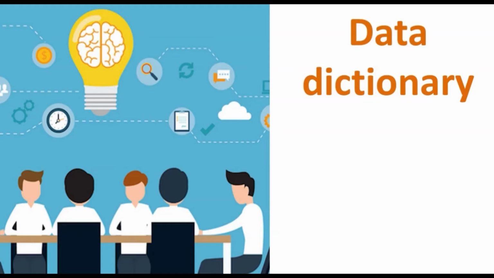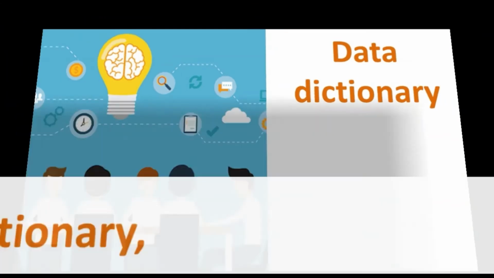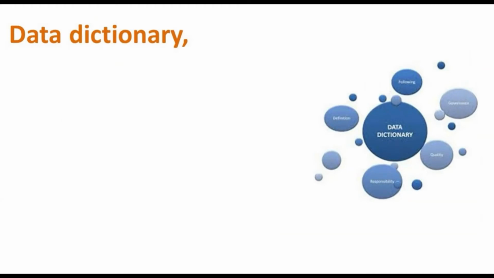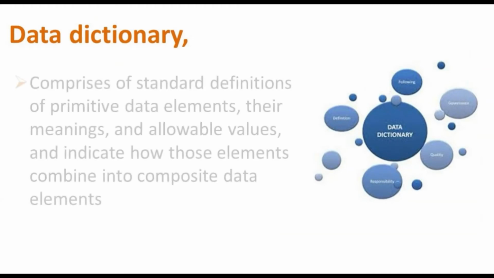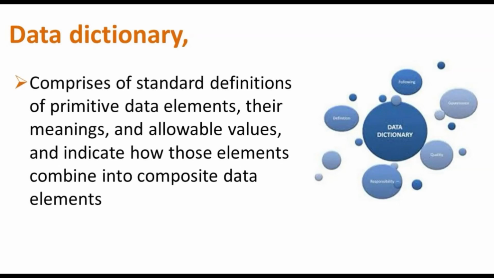The next technique that we will learn is data dictionary. As you understand the word dictionary, a dictionary defines a word. Similarly, a data dictionary defines our data elements very clearly. So a data dictionary comprises standard definitions of the primitive data elements, their meanings, allowable values, and indicates how those elements combine into composite data elements. So essentially we can explain all the primitive or primary data elements, and then we will also figure out how to create composite data elements.